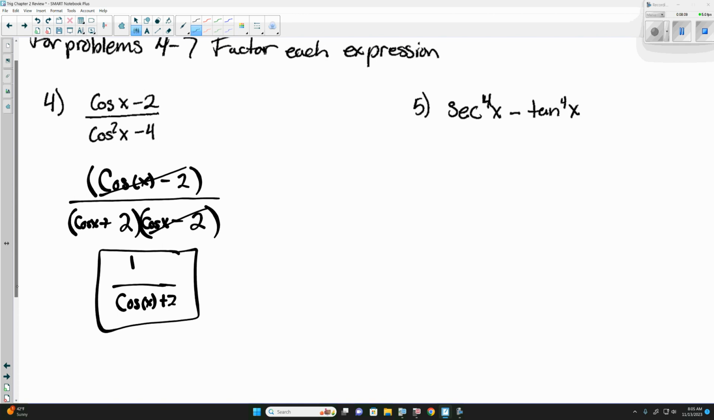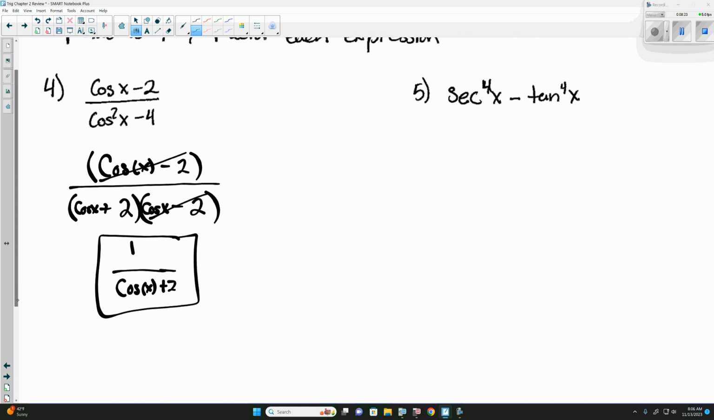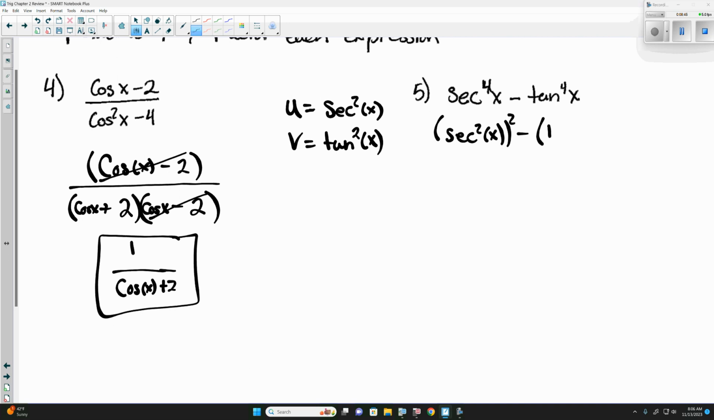Questions on number 5. Secant to the 4th minus tangent to the 4th. This is a difference of perfect squares. I'm going to say u is secant squared of x, and I'm going to say v is tangent squared of x. Because here, secant to the 4th, we can say that's the same as secant squared of x squared minus tangent squared of x squared.